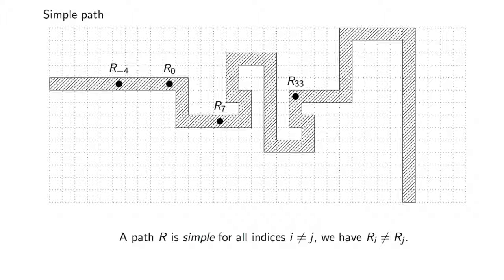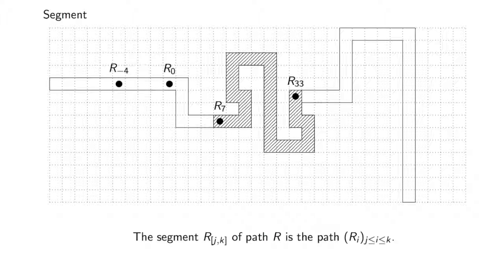Now, we say that a path is simple if and only if it does not contain a loop. In other words, for any indices i and j, if Ri and Rj are the same position then i is equal to j. Except for some few cases, almost all the paths considered in this article are simple.